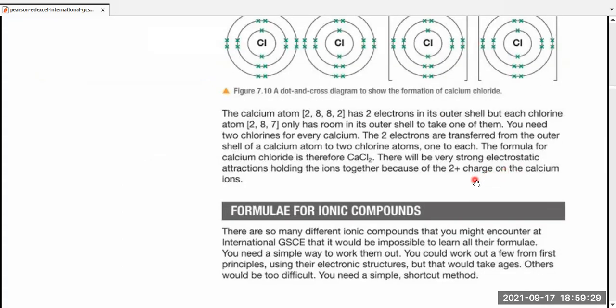Once again, there would be strong electrostatic forces of attraction between the ions, because the +2 charge on the calcium would make it an even stronger candidate for electrostatic attraction.